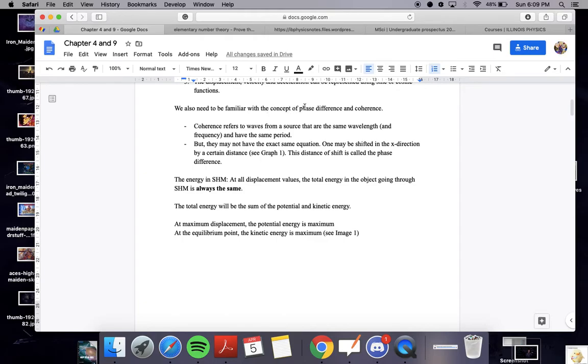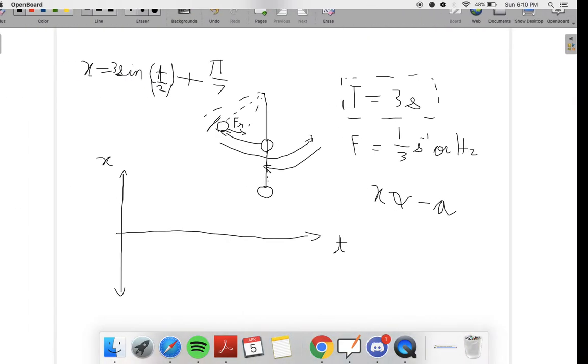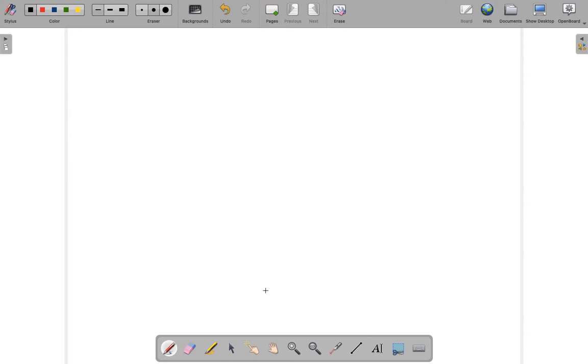Now, there's also the concept of phase difference and coherence. So now let's get into that. Coherence refers to waves from a source that are of the same wavelength and frequency, and have the same period. Which means only if they share all of these can they be considered coherent. An example of this, you would have heard, of course, is a coherent light source: a light source that's giving out a single colored light. That would be called a coherent light source because all the light waves coming out of it are of the same frequency, wavelength, and period.